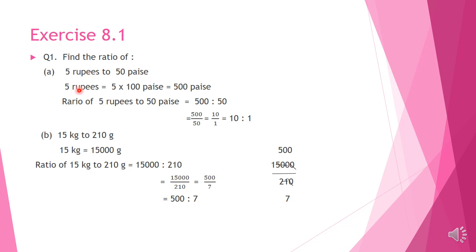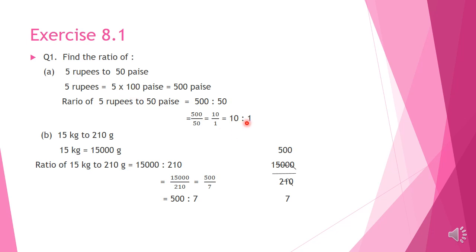5 rupees is equal to 5 into 100 paise, because 1 rupee is equal to 100 paise. So 5 into 100 paise is equal to 500 paise. Now we have 500 paise and 50 paise. We can form the ratio. Ratio of 5 rupees to 50 paise is equal to, instead of 5 rupees we are writing 500 is to 50. 500 we can write in fraction form as 500 by 50. So children, while simplifying, the 0 gets cut and 50 by 5 we get 10. Upside 10 and downside no number means 1. So 10 by 1. So it is equal to 10 is to 1. So 5 rupees to 50 paise, the ratio is 10 is to 1.